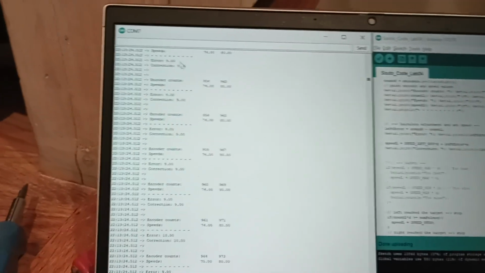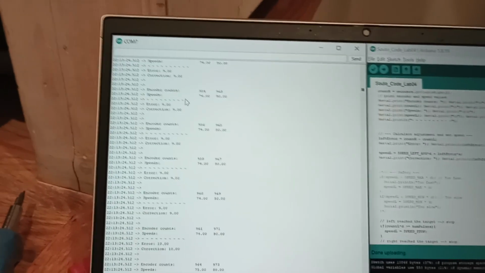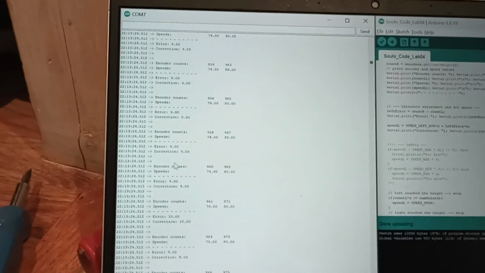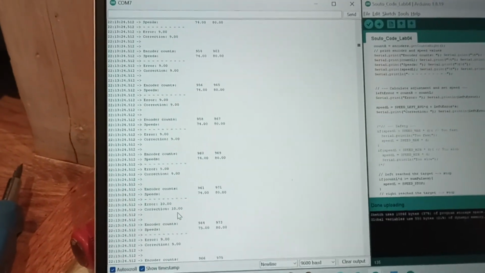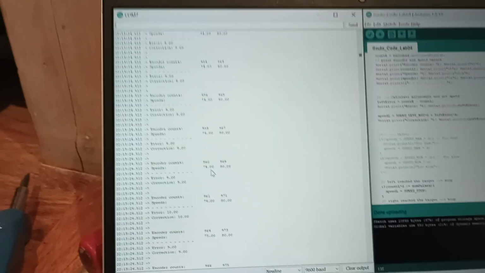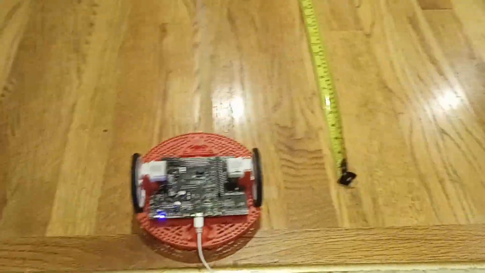However, you can see here the error in correction is consistent the entire time until about here. So that 74 is its sweet spot. So there we go.